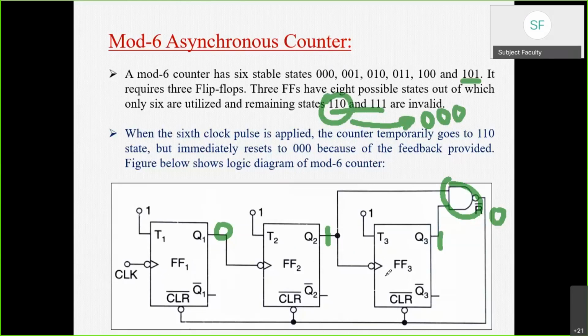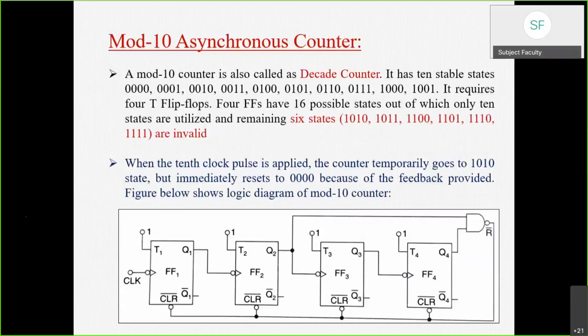So this working is exactly similar to the 3-bit up counter, but the only thing is it will count only 6 counts. Okay. Now the same logic has been applied in the decade counter as well.